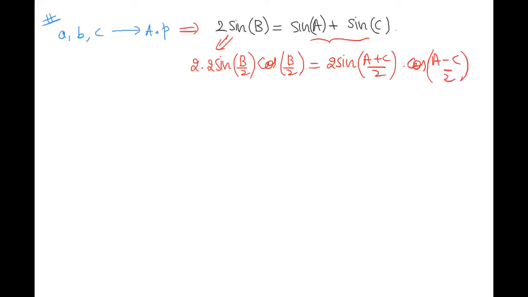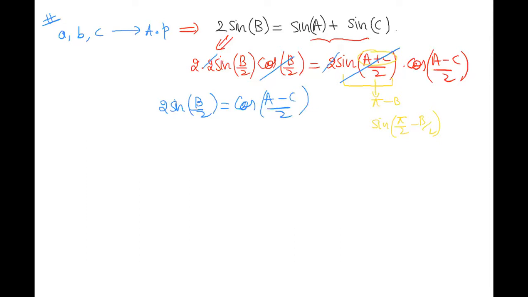Now A plus B plus C will be equal to pi because we are talking about a triangle. So A plus C I can write as pi minus B. So sine of (pi minus B) by 2, or I can say sine of (pi by 2 minus B by 2), is equal to cos B by 2. That means this and this get cancelled, 2 and 2 get cancelled, and we are left with 2 sine B by 2 is equal to cos of (A minus C) by 2.